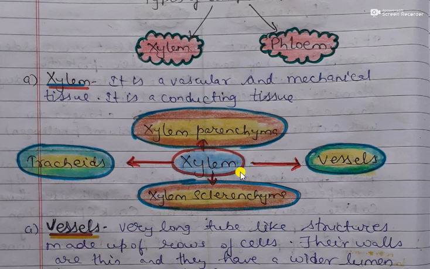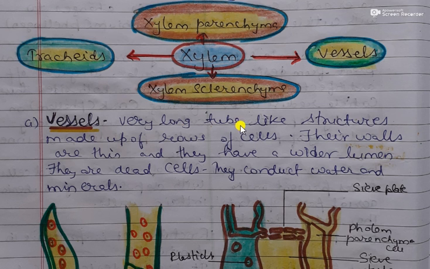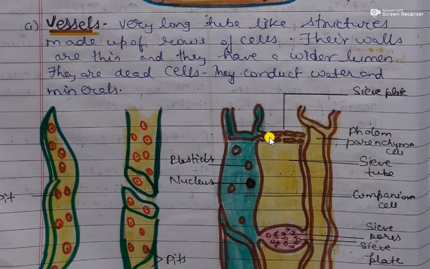Now xylem contains four types of elements in it: tracheids, vessels, xylem parenchyma, and xylem sclerenchyma. Now vessels. Vessels are very long tube-like structures, as you can see here in this diagram of a vessel. They are made up of rows of cells, and their walls are very thin and they have a wider lumen. Lumen means the inside cavity.